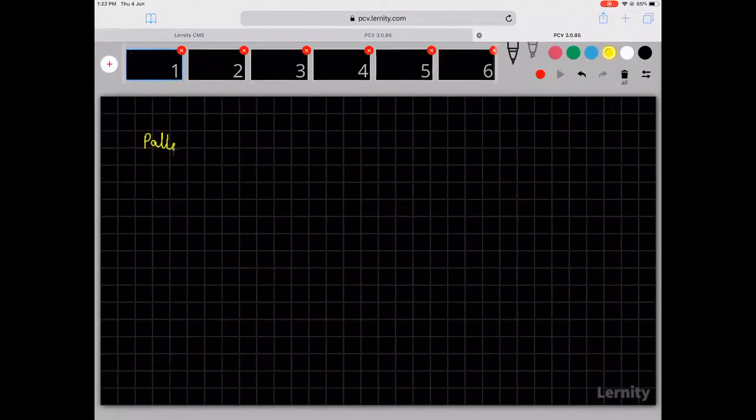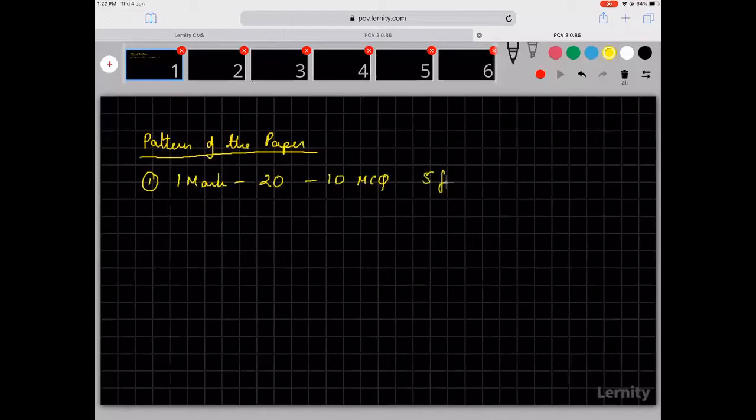Pattern of the paper. Question 1, 1 mark questions, 20 of them: 10 MCQs, 5 fill-ups and 5 short answer type questions. Then you will have 7 2-mark questions. No choice.